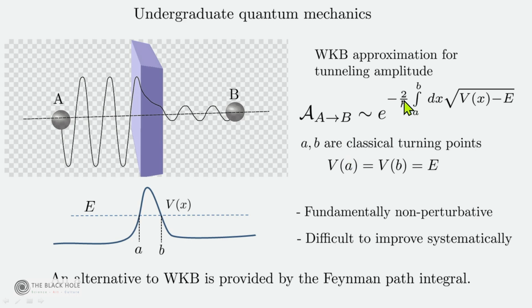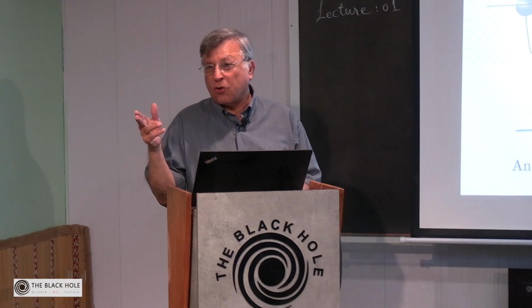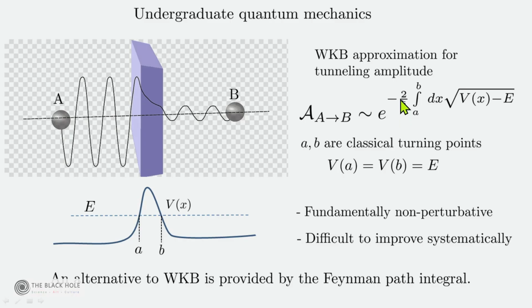You notice over here that ħ is in the denominator. If I send ħ towards 0, I make it smaller and smaller, this will be e to the minus 1 over infinity. E to the minus infinity, which means that this will vanish. Now, this is also telling you that this is fundamentally non-perturbative.